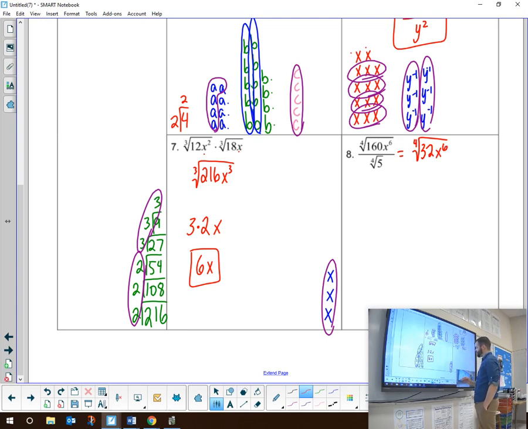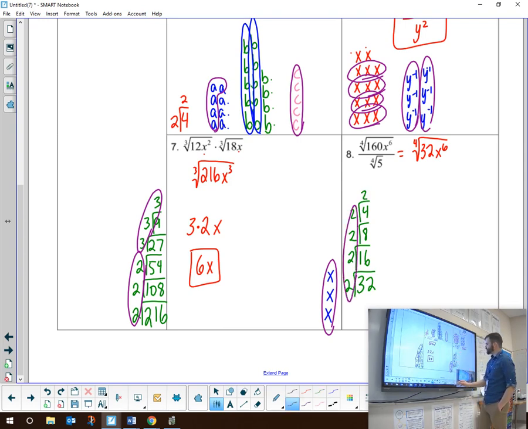And we can cake 32, and we can cake x to the 6th. So we're going to take that 32, and I'm going to cake it. 32 divided by 2 is 16. 16 divided by 2 is 8. 8 divided by 2 is 4. 4 divided by 2 is 2. We're going to have a group of 4 2's that I can bring to the outside.